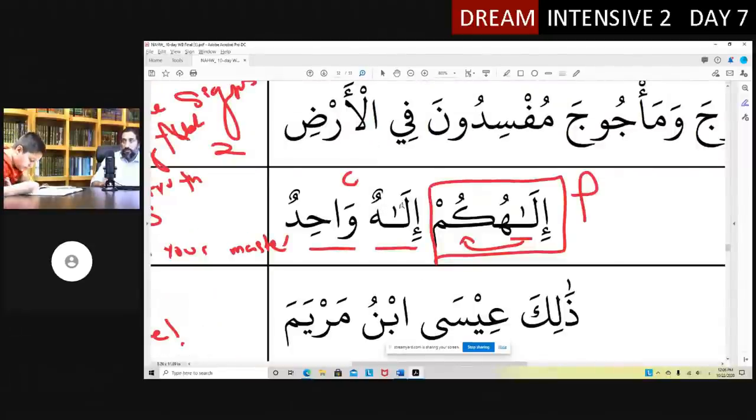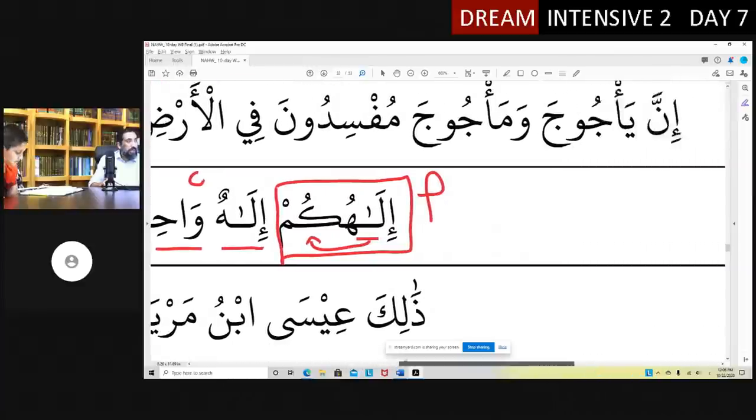The God of all of you, or your God is one God. You can make it easier: your God is one God. Ilahukum ilahun wahid. The God of all of you is the only God? Is one God. Wahid means one. So ilahun wahid is mawsuf sifa. Numbers many times come as adjectives.